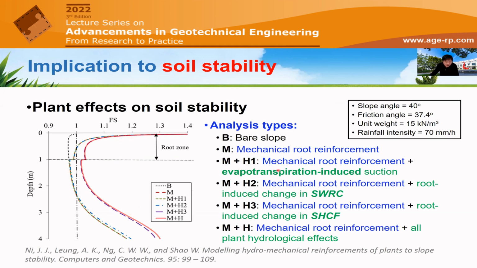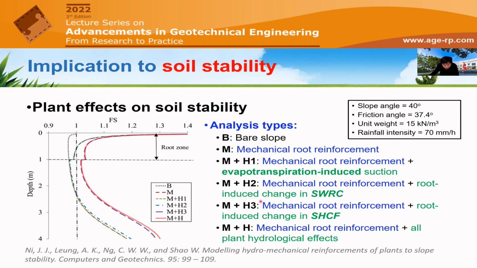So in other words, the transpiration effect has minimal effect on the factor of safety during this 1 hour intense rainfall. Okay, so if you look further at H2, which is the hydrological effect only considering the water retention curve, quite surprisingly, if you look at the blue dashed line here, again, it's overlapping the previous 2 cases. So that implies the water retention, although it is being affected by the root, is not significant enough to change the factor of safety, okay?